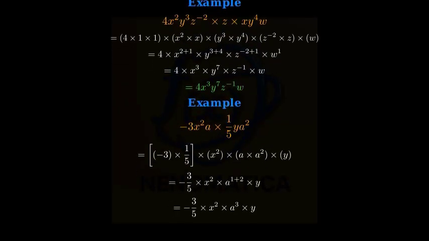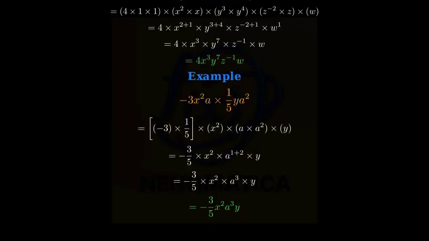For a, we have a from the first term and a squared from the second term. So we get a to the power 1 plus 2, which equals a cubed. For y, we only have y from the second term, so it remains y to the power 1. Therefore, our final answer is negative 3/5 x squared a cubed y.